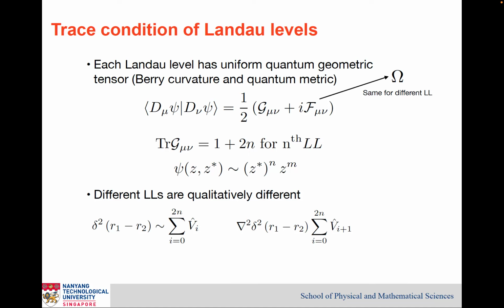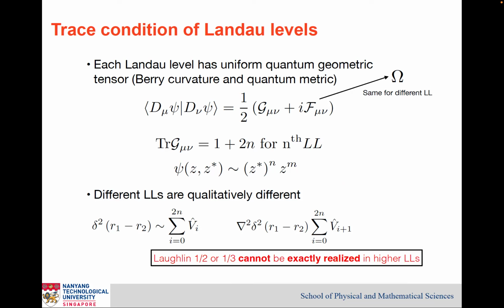If you're talking about fermionic systems, in the lowest Landau level, it corresponds to just V1. In the next Landau level, it's V1 plus V3. In the next Landau level, it's V1 plus V3 plus V5. What that means is that if you want to realize exactly the Laughlin 1/2 or 1/3 state, you can only do that in the lowest Landau level. It's not possible to realize the exact zero-energy states in higher Landau levels. You can still realize the topological phase, but it's more difficult, and the properties are less robust, right?